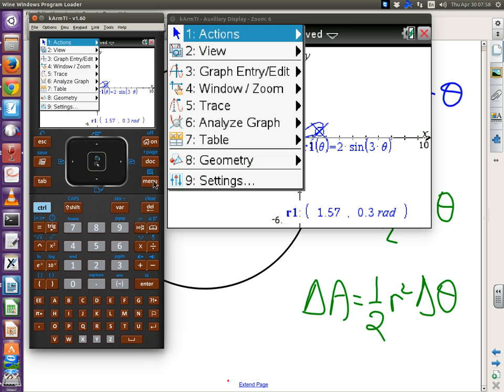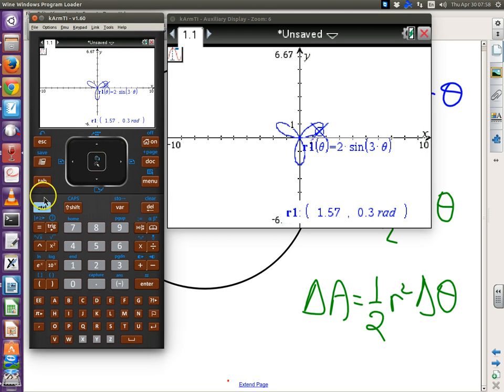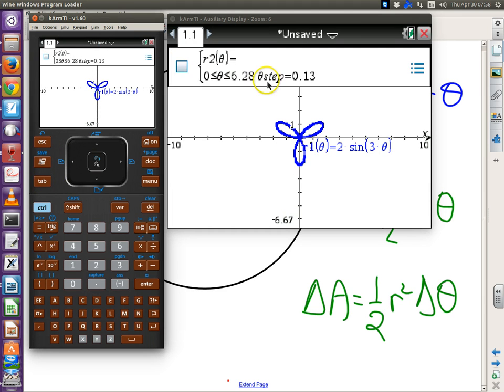Wait a minute. When you wrote the equation down, look at the theta step. That's rounded off, but that's approximately pi over 24. That's my theta step. Why is it not tracing with that theta step? Well, okay, how about this? Do you see that you got a complete graph from 0 radians to 2 pi radians, so there you go.